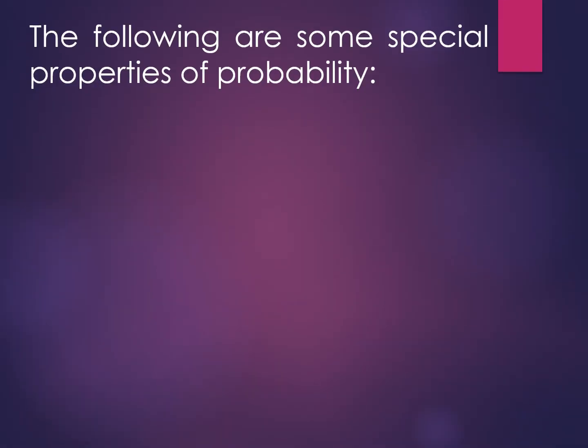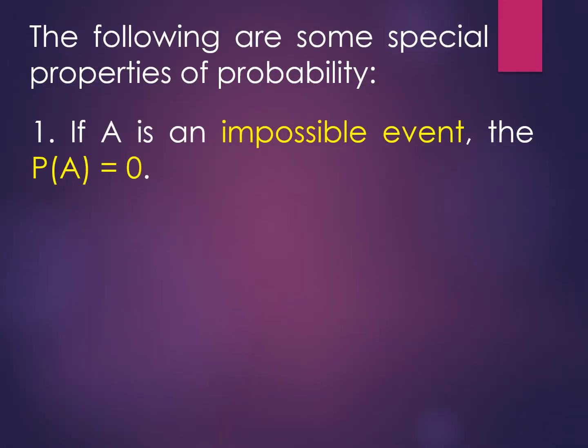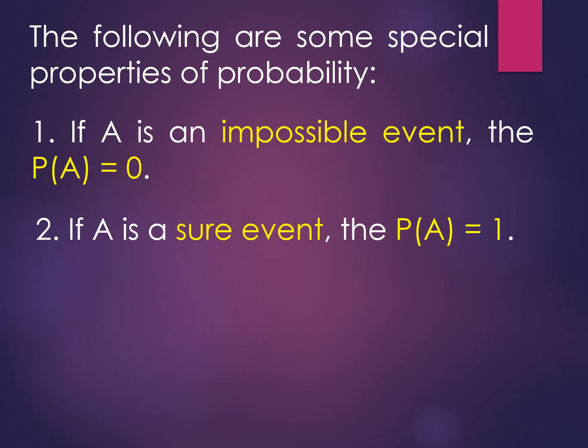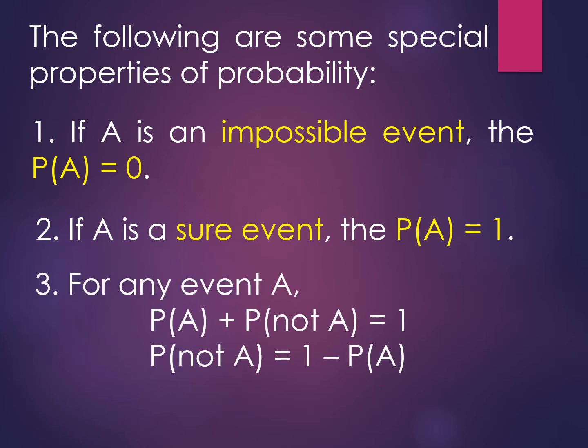The following are some special properties of probability. If A is an impossible event, the probability of A equals 0. Impossible means there's no chance that it will happen. If A is a sure event, then the probability of A equals 1. And for any event, the probability of A plus the probability of not A equals 1.